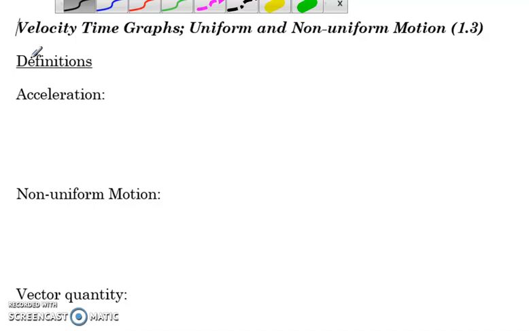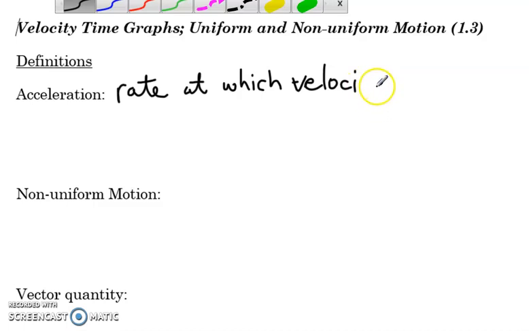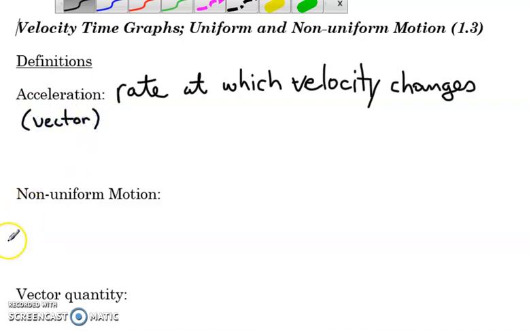First of all, just a few definitions, things that we've probably seen before, either in previous courses or within this course even. First one is acceleration. Acceleration is simply the rate at which velocity changes. Now, because velocity is a vector, acceleration will also be a vector.